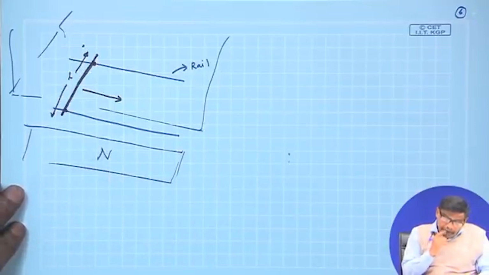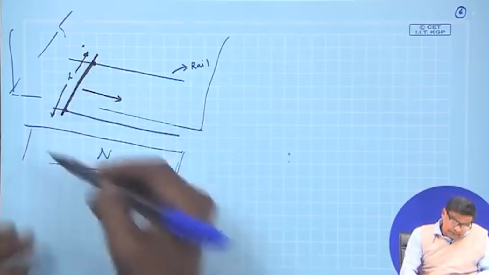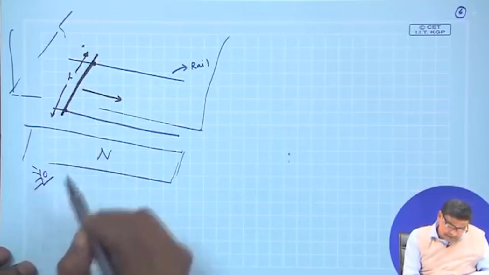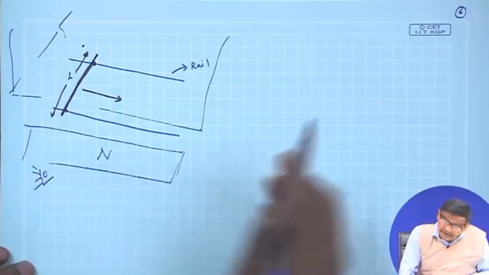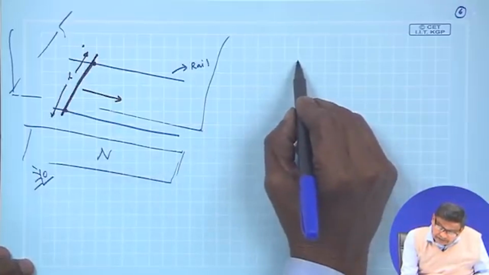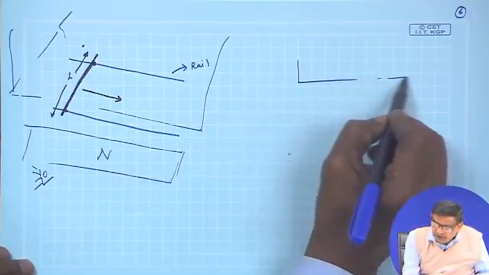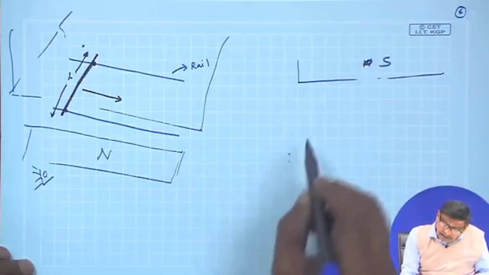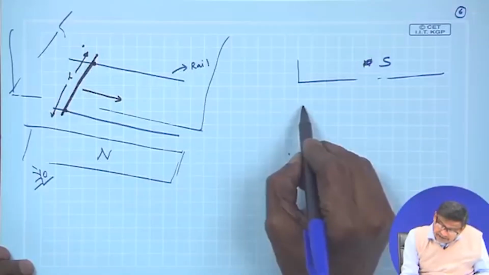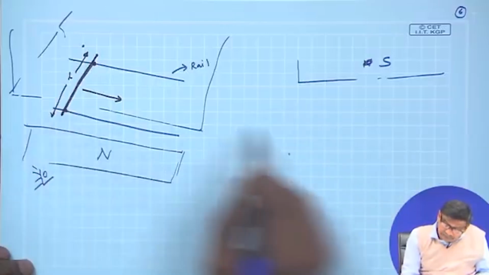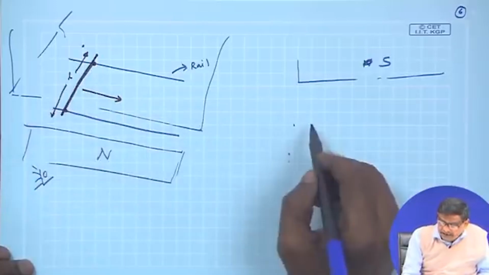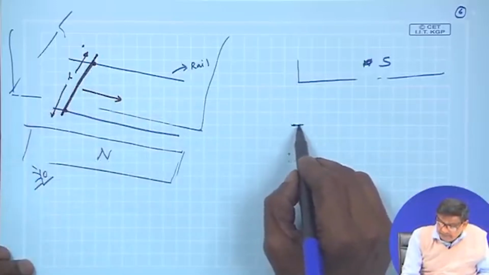Understood? So, this diagram, if you look from this end, it will then look like this. What I want to tell is there is a north pole, a south pole above it, and this track, you can see then only a line, the railway track.